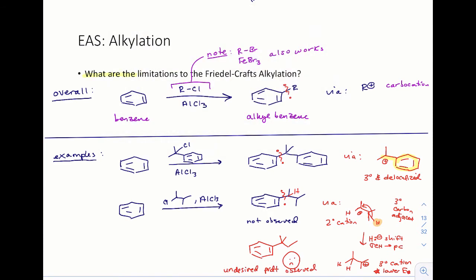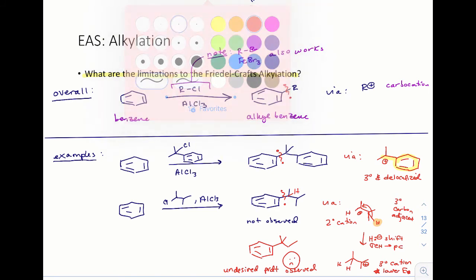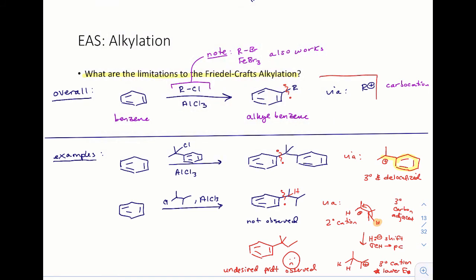So to answer the question, what are the limitations of the Friedel-Crafts alkylation? Those limitations are it requires a stable carbocation that will not rearrange, or if it does rearrange, it does so in a way that is desired, that will lead to the desired product. Well, does that mean that this product can never be made?